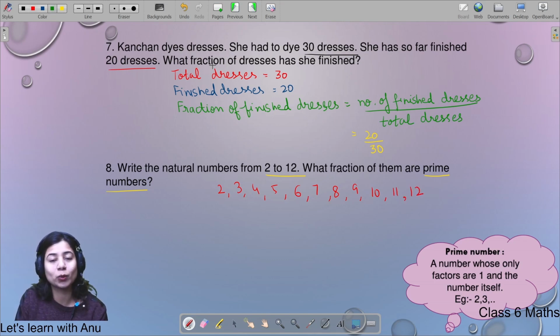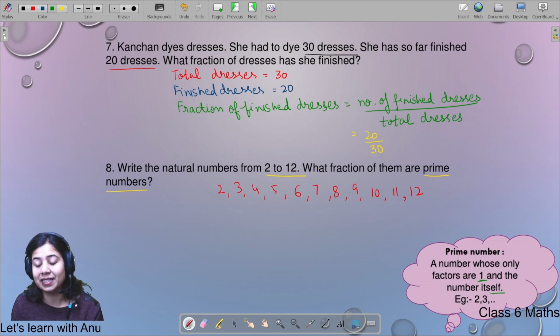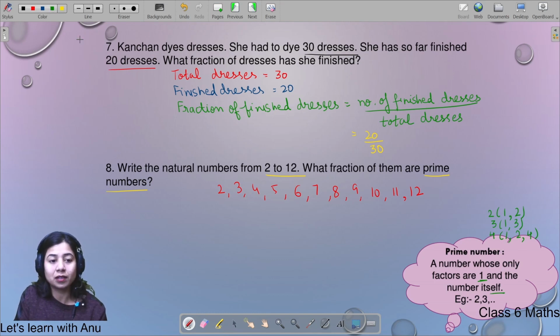Then what are prime numbers? Quickly revise them. A number whose only factors are 1 and the number itself. Example, 2 and 3. So class, 2 has factors 1 and 2 only. 3 has factors 1 and 3. But 4 has factors 1, 2 and 4, right? More than 2 factors. So numbers which have only 2 factors are prime numbers. So let's encircle the prime numbers here. 2 is a prime, 3 is a prime, 5 is a prime, 7 and 11, right? So now let's write the given information. Prime numbers are, how many prime numbers?